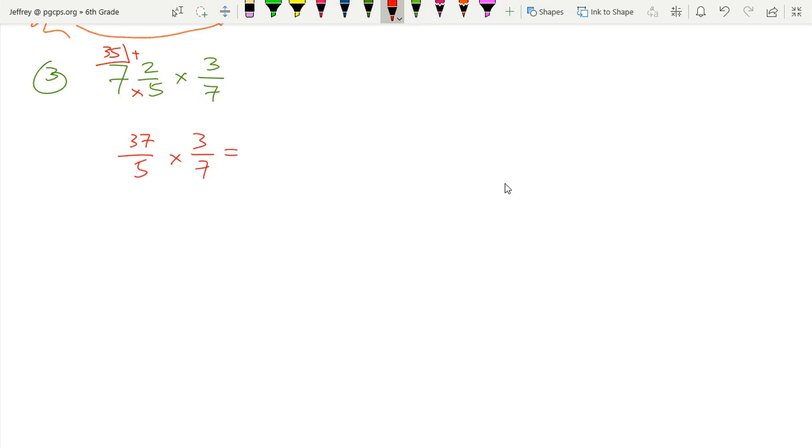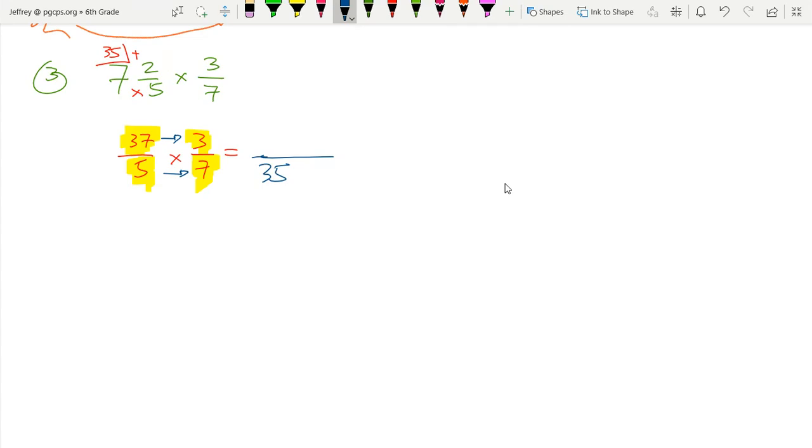Now, can we cross simplify these? Is there a common factor for 3 and 5? No. Aside from 1, there's none. Is there a common factor for 37 and 7? There's none. So we just multiply straight across. We have no choice. So that's going to be 5 times 7. We know it's going to be 35.